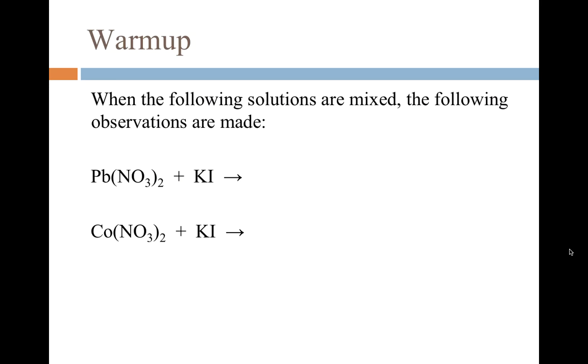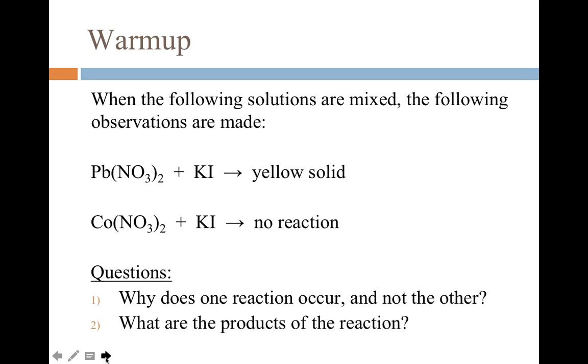So when the following solutions are mixed, the following observations are made. When we mix lead 2 nitrate and potassium iodide, or when we mix cobalt 2 nitrate and potassium iodide, we will make these observations. When we mix lead 2 nitrate and potassium iodide, we get a yellow solid that forms. When we mix cobalt 2 nitrate with potassium iodide, nothing happens. No reaction occurs. Nothing forms. No new substances form.